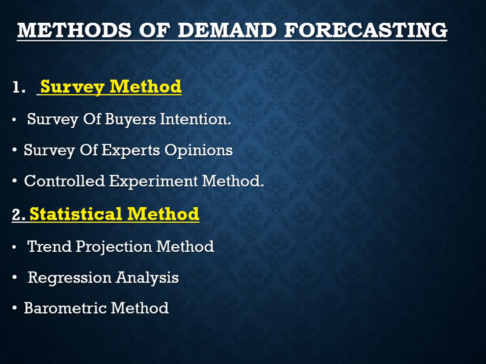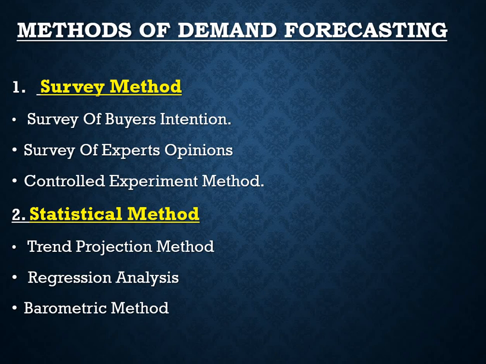Next are the methods of demand forecasting. To do this demand forecasting, there are mainly two different methods we use: one is the survey method, and the second is the statistical method. Under the survey method, the first one is survey of buyers' intention. In this case, we collect the buyers' intention, do a survey on the buyers' interest, and then we forecast the demand.